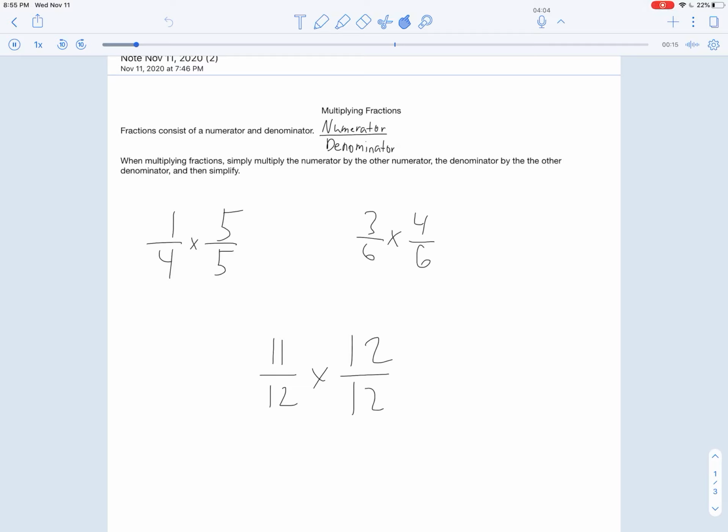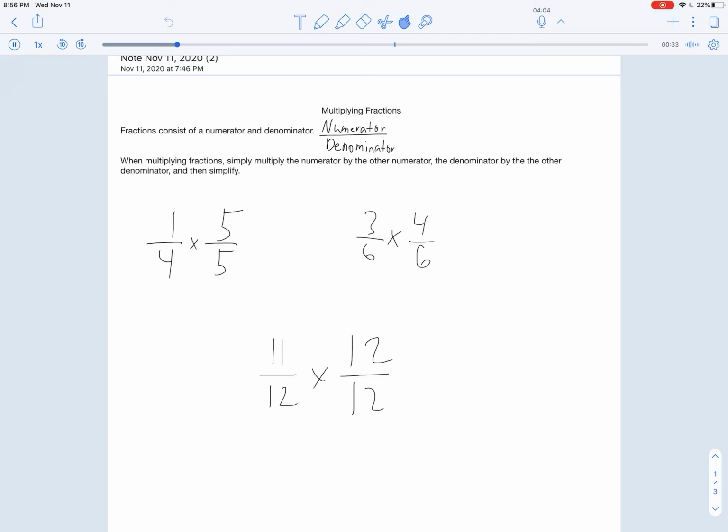So when we multiply fractions, we simply multiply the numerator by the other numerator, the denominator by the other denominator, and then we simplify. If you have any questions about simplifying fractions, we made a video last week detailing how to simplify a fraction. So let's go ahead and jump right into it.